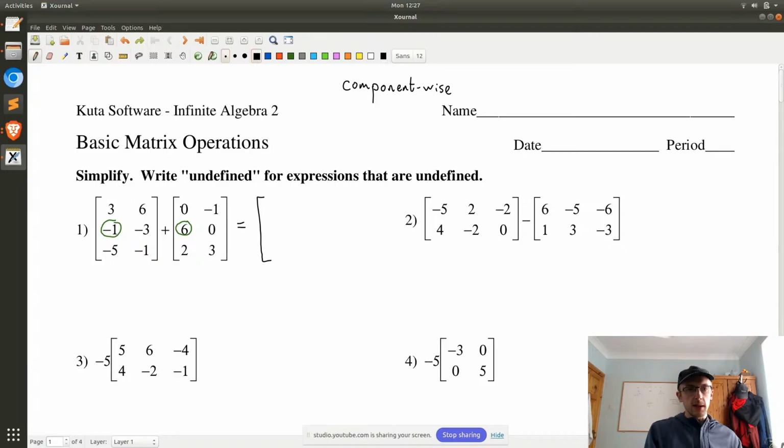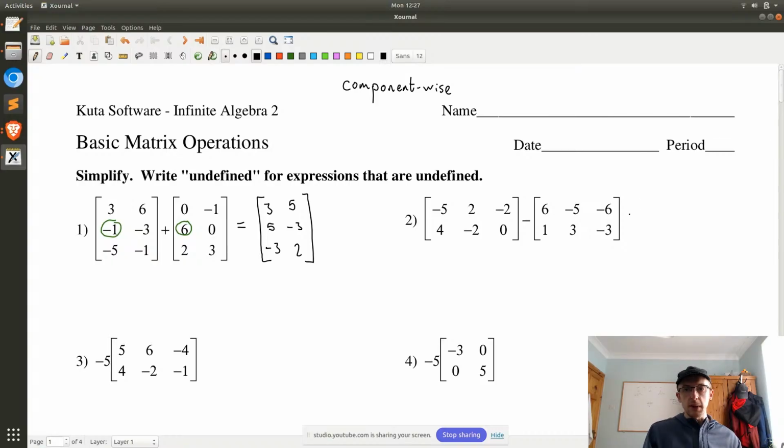All right, 3 add 0 is 3. 6 add -1 is 5. -1 add 6 is 5. -3 add 0 is -3. -5 add 2, that would be -3. And -1 add 3, that would be 2. And that is the sum of this pair of matrices, this pair of 3 by 2 matrices.